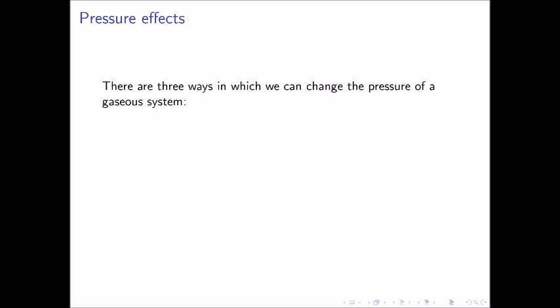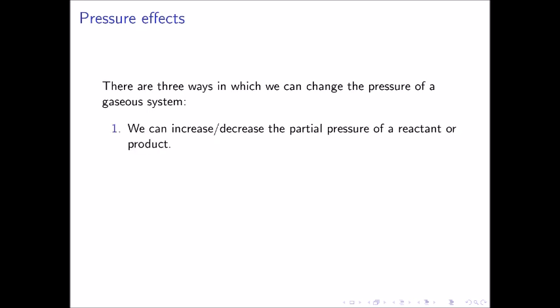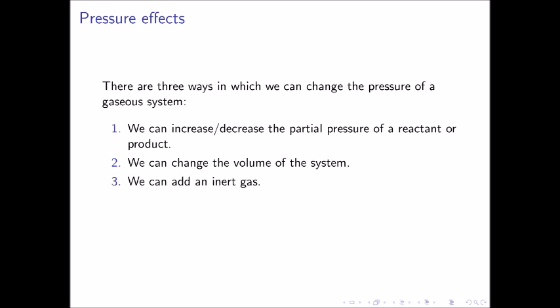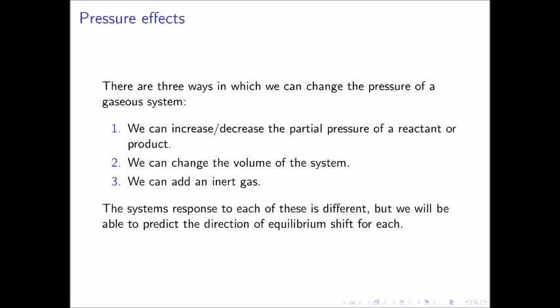Now let's look at the effect of changing the pressure of a gaseous system. There are three ways in which we can change the pressure of a gaseous system. First, we can either increase or decrease the partial pressure of a reactant or a product. This will change the overall total pressure for our system. Secondly, we can change the volume of the system by either increasing the volume or decreasing the volume. Thirdly, we can add in an inert gas, which will cause the total pressure to increase. The response that the system makes to each of these is different, but we will be able to predict the direction of the shift in equilibrium for each case.